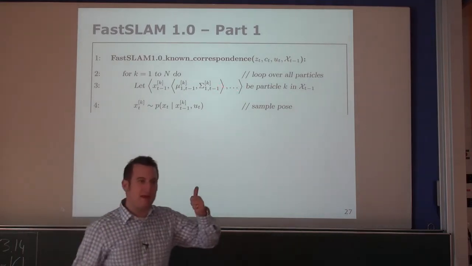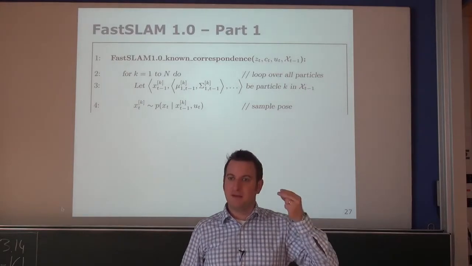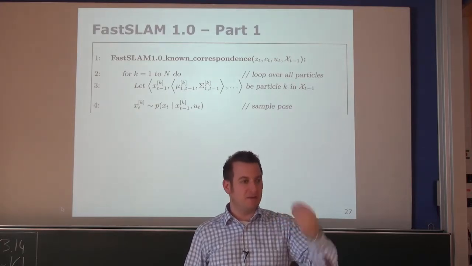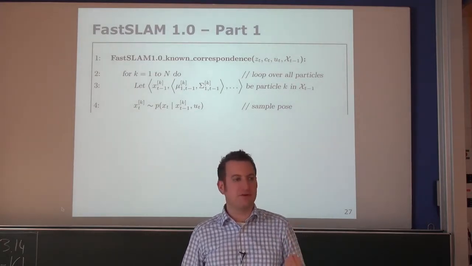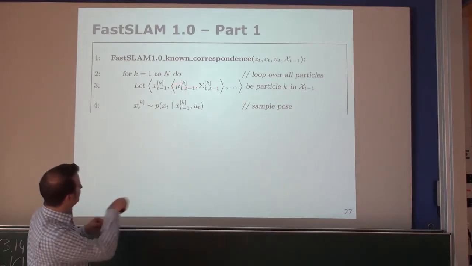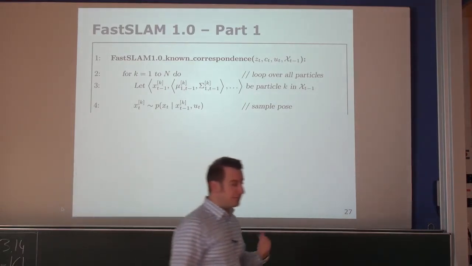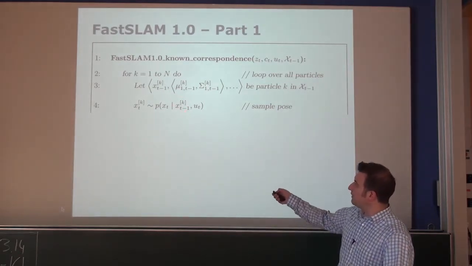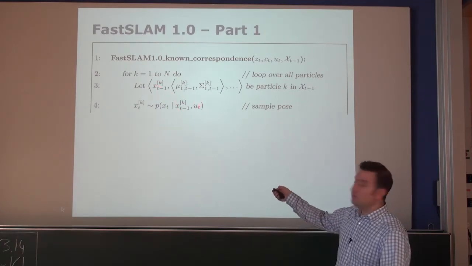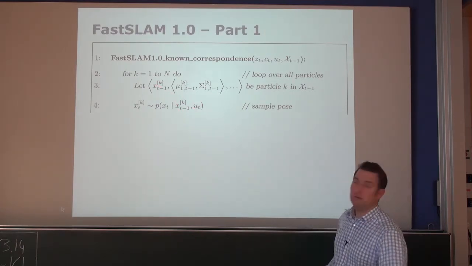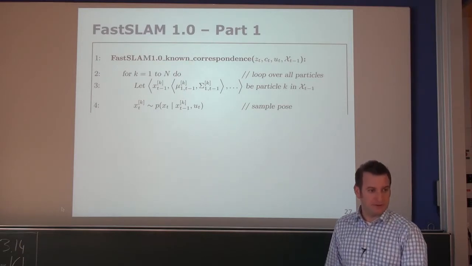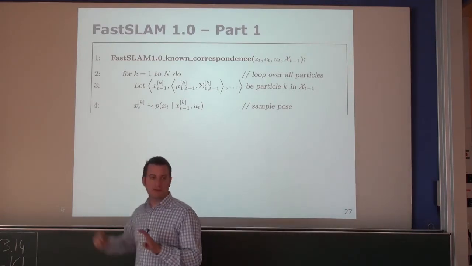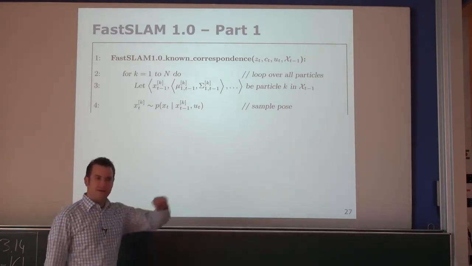So for every sample, we have the current pose estimate, the weight, and a list of 2x2 Kalman filters, given by a mean and a covariance, which represent the poses of the individual landmarks. The first thing we do is, given the pose at time t minus 1 of that particle and the odometry command u_t, I sample a new pose for that sample. Standard odometry motion model sampling as in Monte Carlo localization.